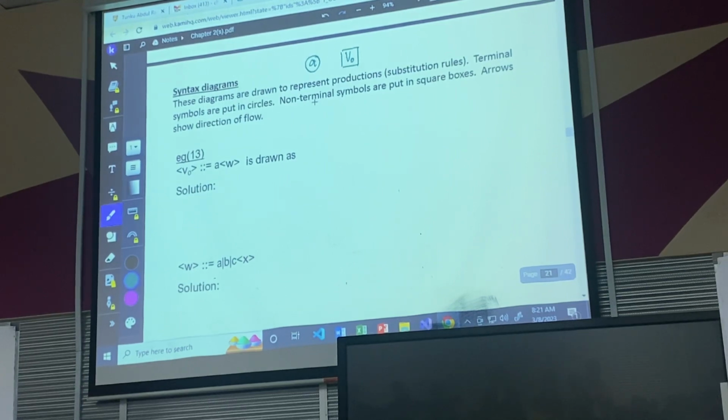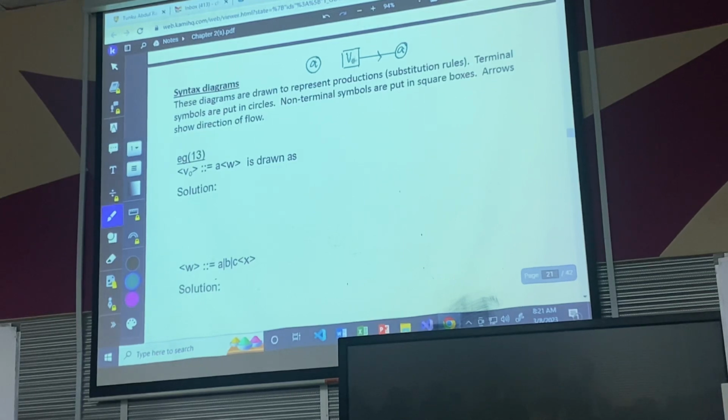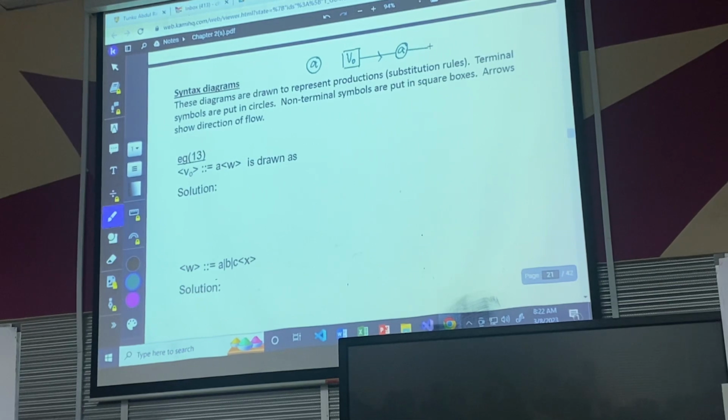And the direction, when we substitute, let's say I substitute V0 with A, so we need to draw the arrow. I draw the arrow going to the right, meaning that this V0 is substituted by A. So the direction is like this. Because A is a terminal, it will go out after A. Okay?